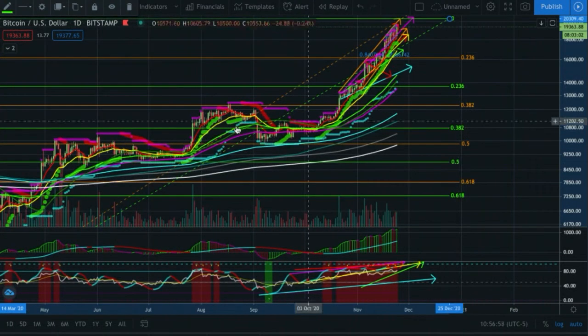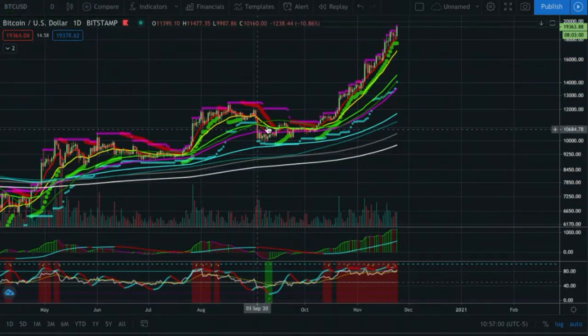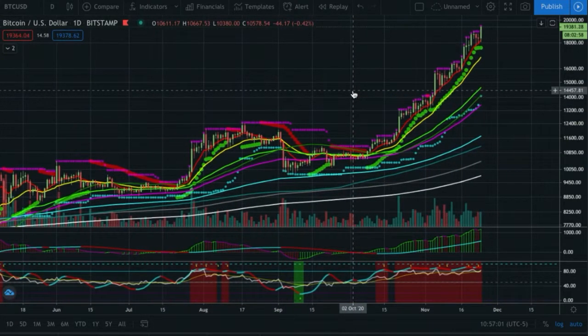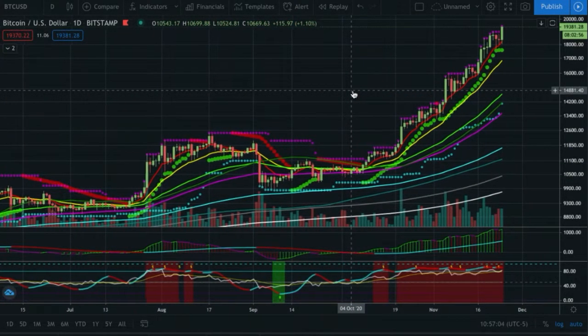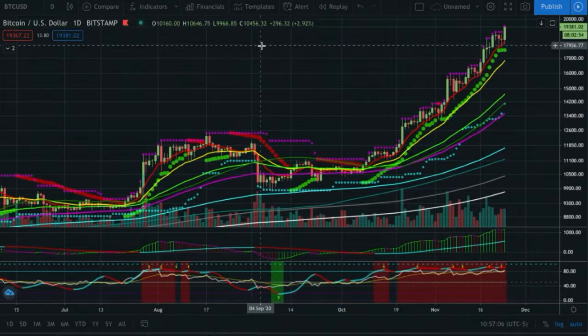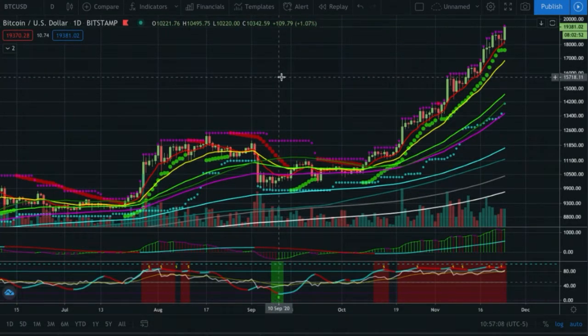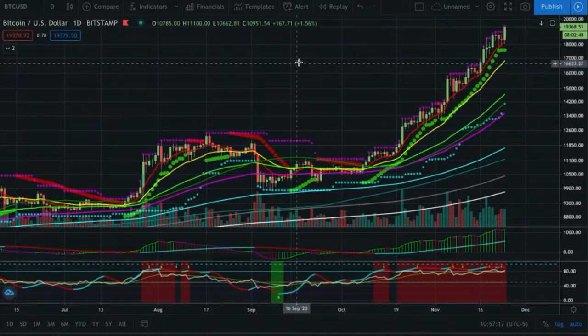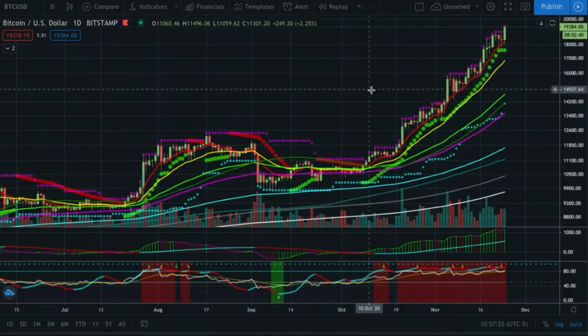But again, I'm not quite ready to declare this as being the top or anything like that. We could easily see continuation from this point right now. Looks extremely bullish. There's lots more on and off ramps for crypto at this time. Lots of institutional money coming in. Lots of retail FOMO coming in as well. No reason to think that we're just going to top out right at this point.